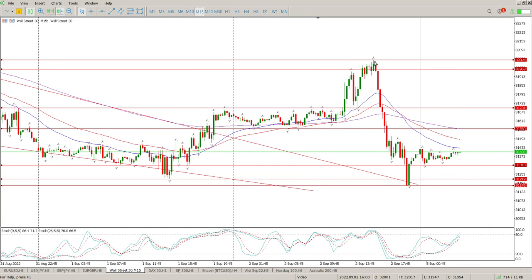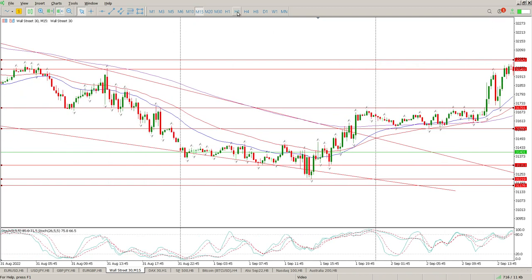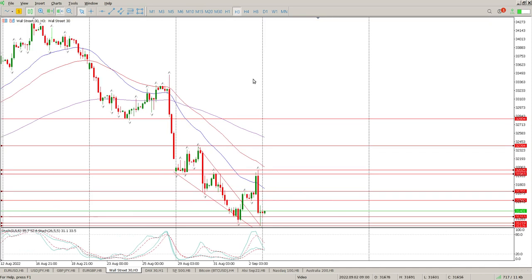If you get through that, then I would expect us to move to the top and form a channel. Once we start breaking above the high of Friday, which is sitting here at 32,025, then that would validate this flag a little bit better for me. But that's also a good area to take some profit.